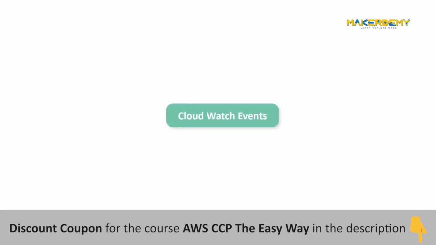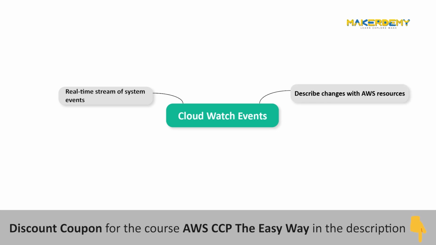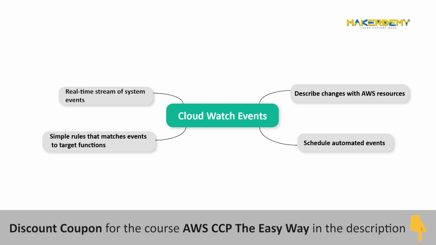CloudWatch events are a near real-time stream of system events that describe changes within your AWS resources. It uses simple rules that match events and then route them to one or more target functions or streams. You can also schedule automated actions with events.